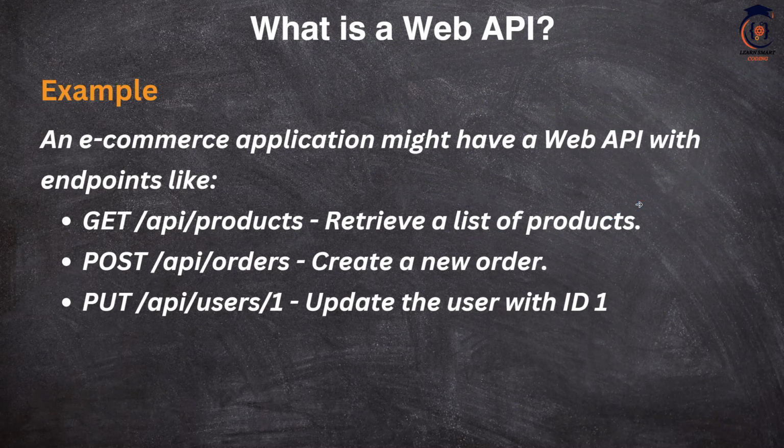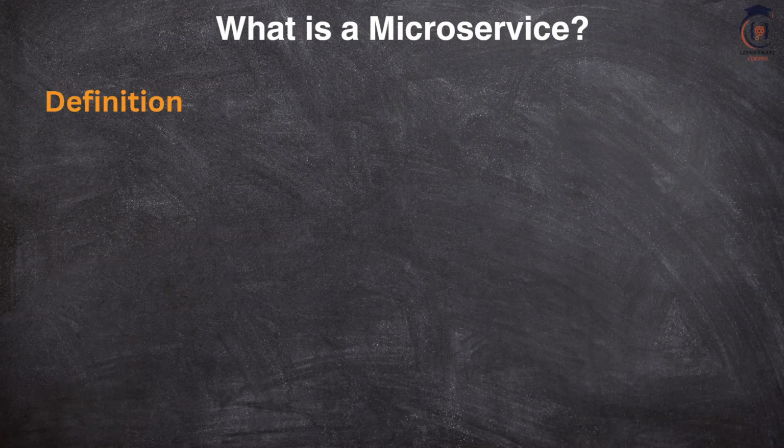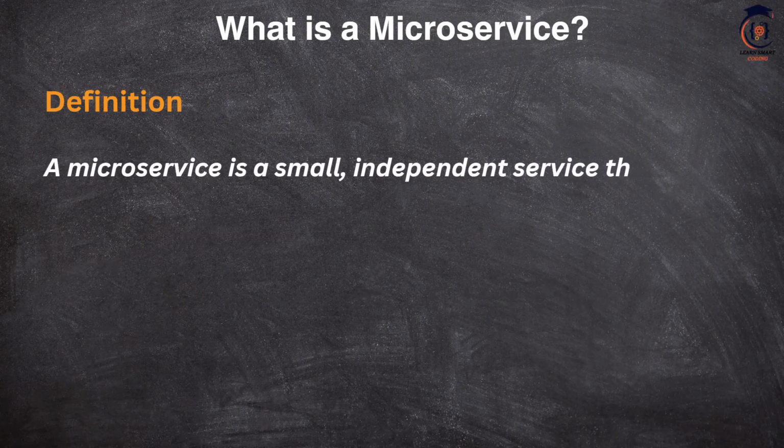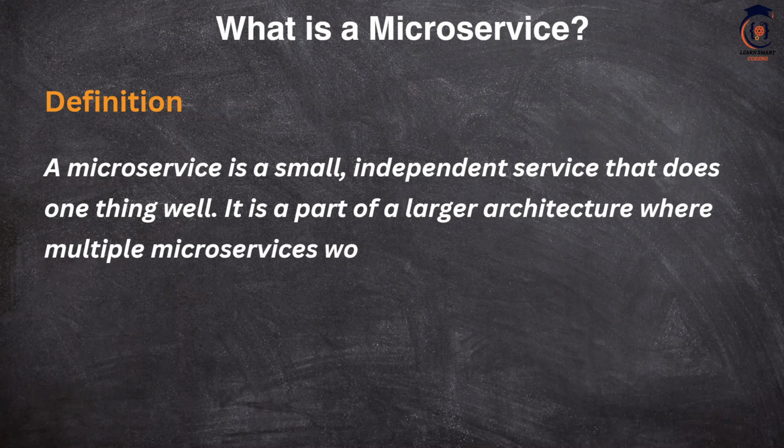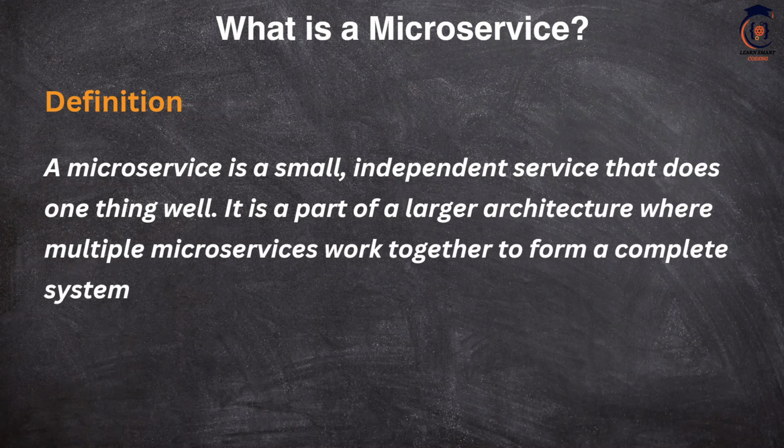Each one of those things are called functionalities. Now let's talk about microservices. People get confused with microservices and Web API. I know for sure a lot of people get confused. They think both are the same. Microservices are nothing but architectural design patterns. So basically a microservice is a small independent service that does one thing well.